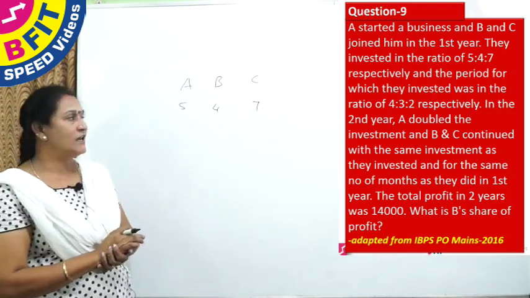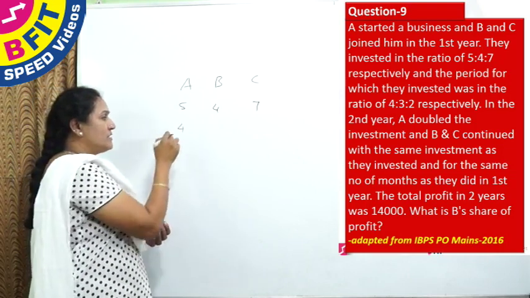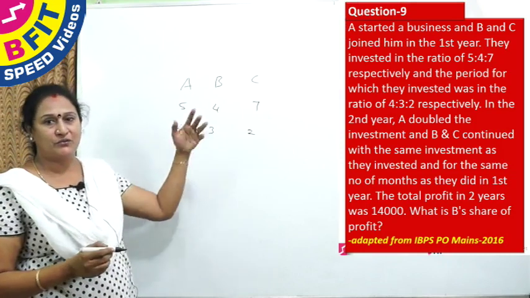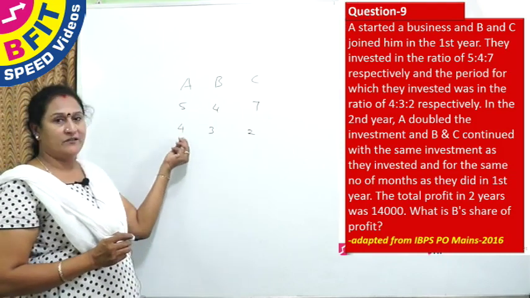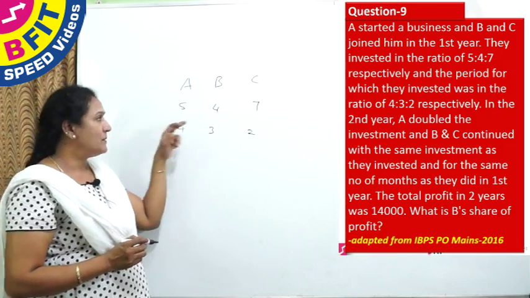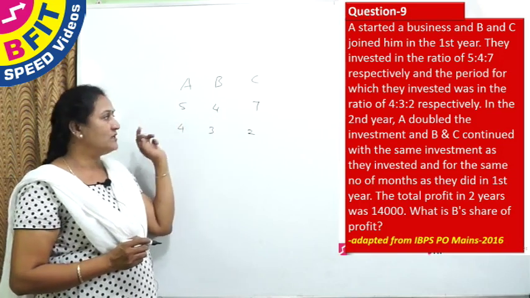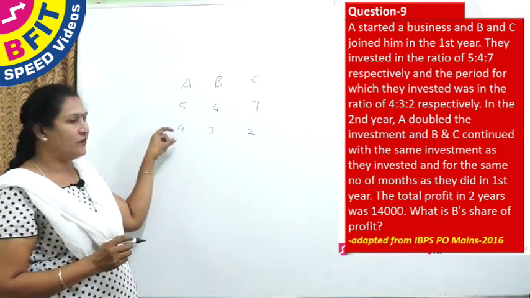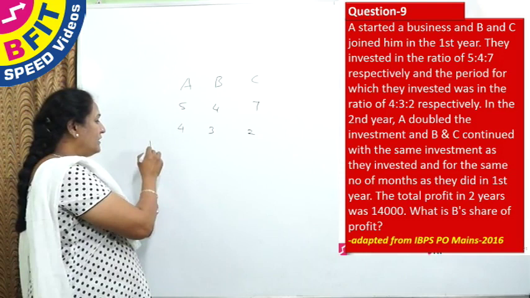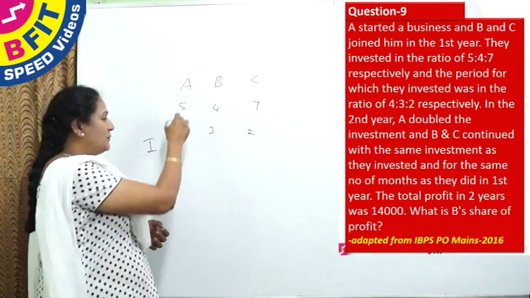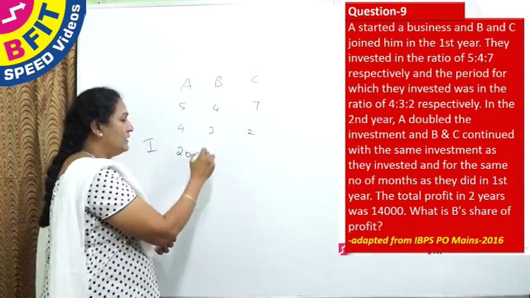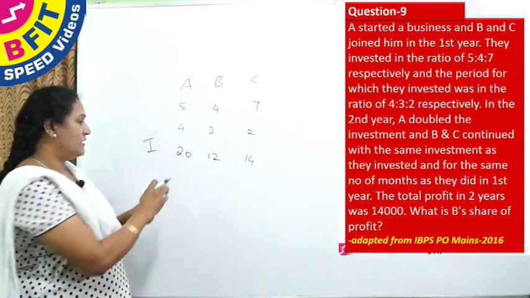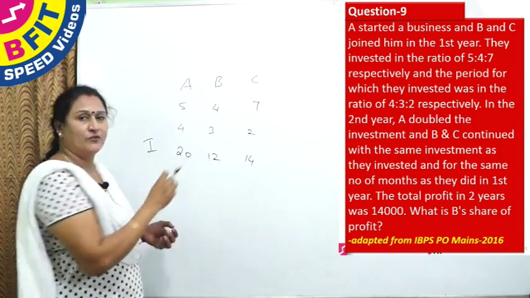For what period are they investing? A, B, C are investing in the ratio 4:3:2. I'll assume that A is investing this 5 lakhs for 4 months, B is investing 4 lakhs for 3 months and C is investing 7 lakhs for 2 months. So the product of investment and period will give the detail for the first year. So multiply this, you will get 20, here it is 12 and this is 14. So for the first year, the parts are 20, 12 and 14.